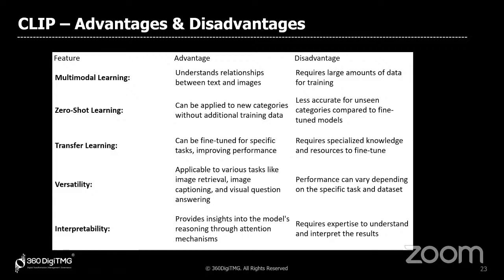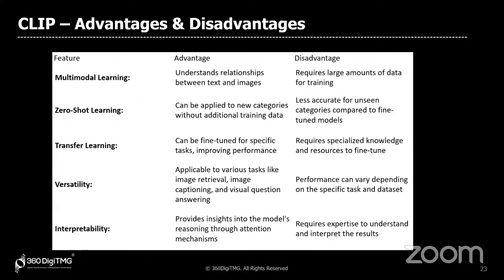So firstly, it is multimodal learning. The advantage of it is it understands the relationship between the text as well as images. Okay. And the disadvantage related to multimodal learning is it requires a large amount of data to train. Yes, it will require a large amount of data, both textual as well as images, both will be required.